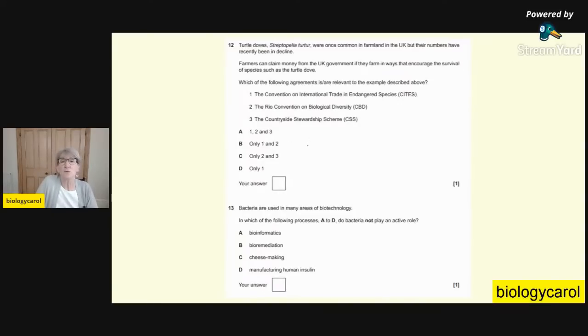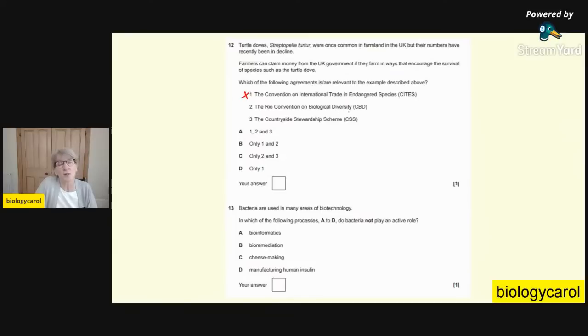Okay, turtle doves, once common, numbers are in decline. Farmers can claim money if they encourage the survival. Which one of the following is relevant? Well, one isn't relevant because we're not talking about the trade of turtle doves, even though it sounds like they're an endangered species. So I don't think that one fits at all.